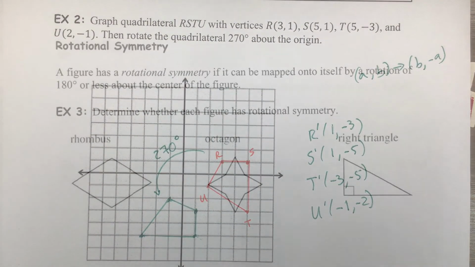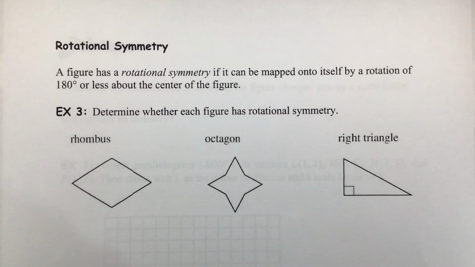270 degrees. A figure has rotational symmetry if it can be mapped onto itself by a rotation of 180 degrees or less about the center of the figure. Okay, so putting it together, there's a point somewhere in the middle. Generally speaking, it is the center of the figure. Now, how do we really decide that? Sometimes it gets a little confusing, but there's a center spot that could be in a figure. They're not all going to have them. They could be in the figure, and if you can rotate around it so that it makes its shape again, then that would be rotational symmetry.